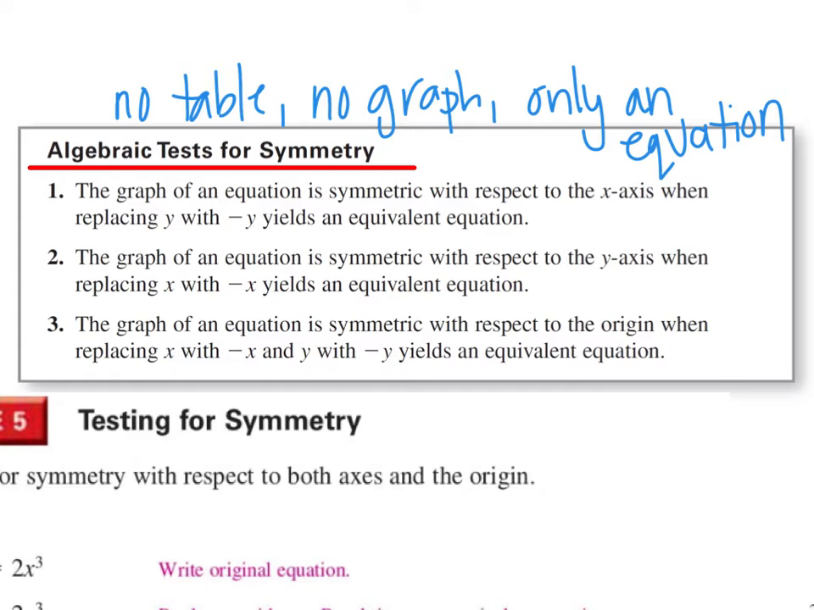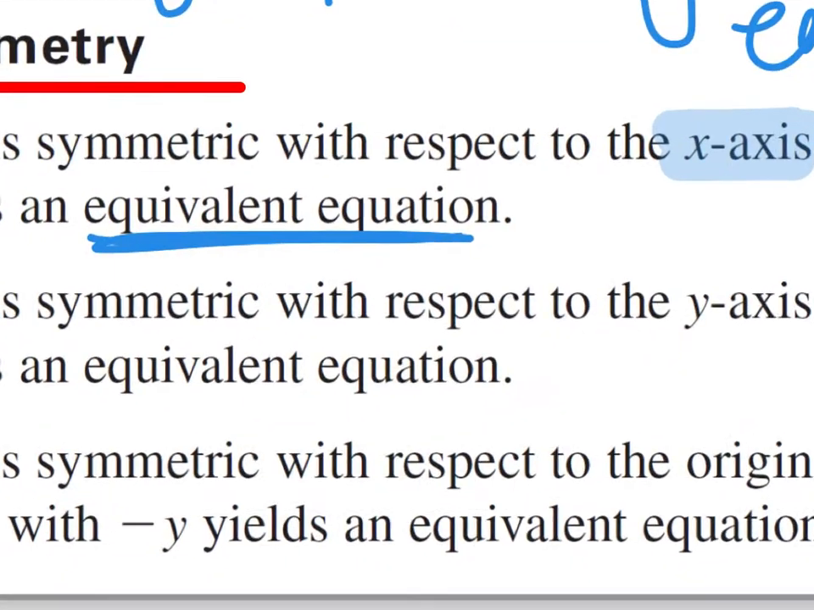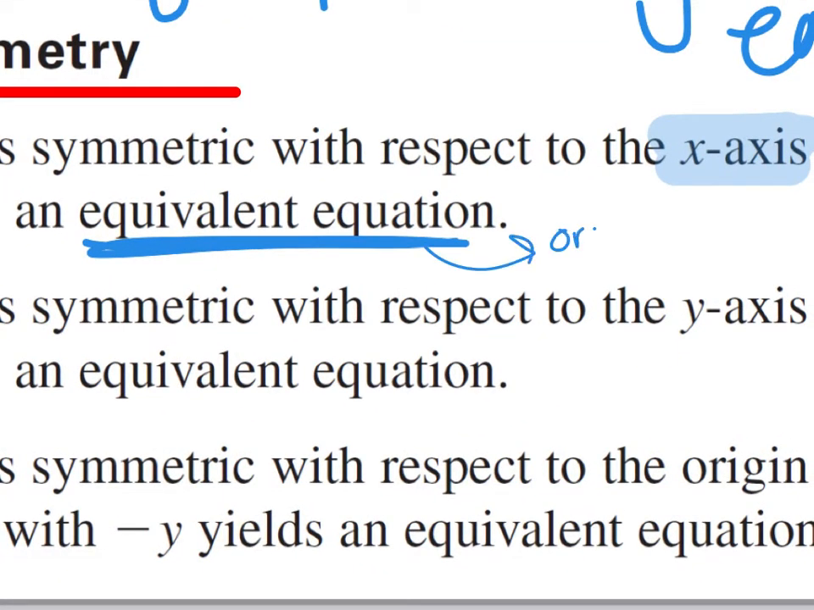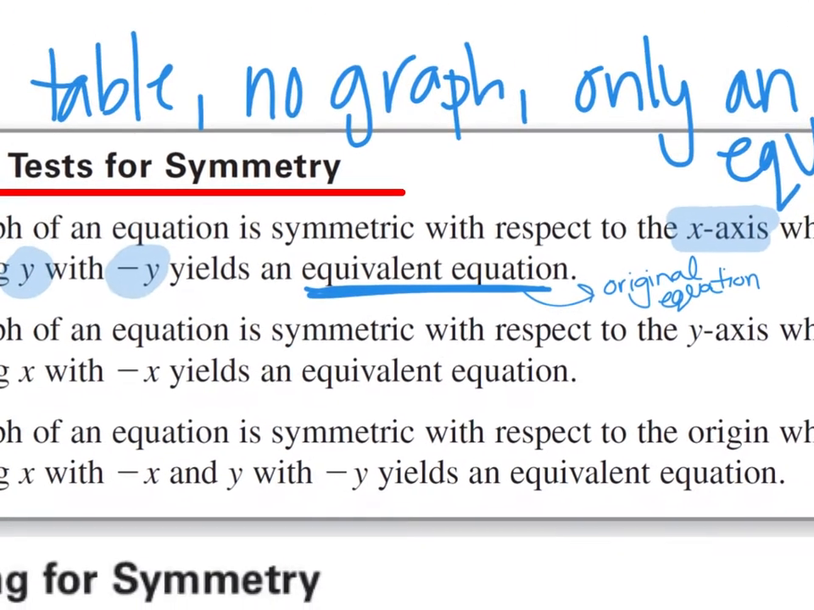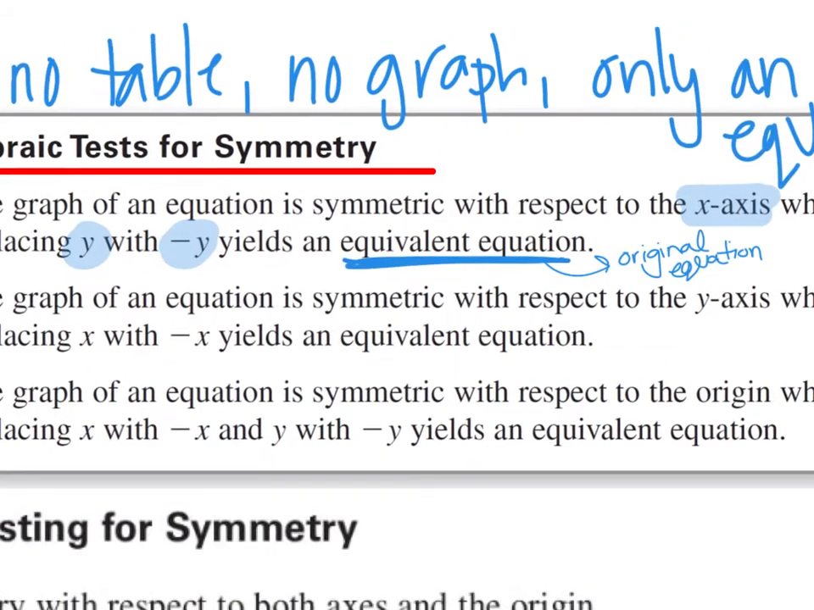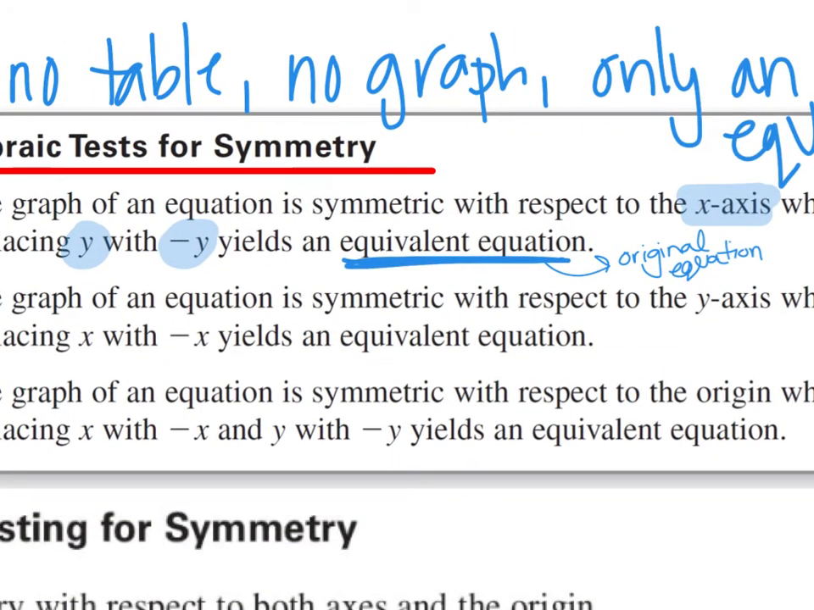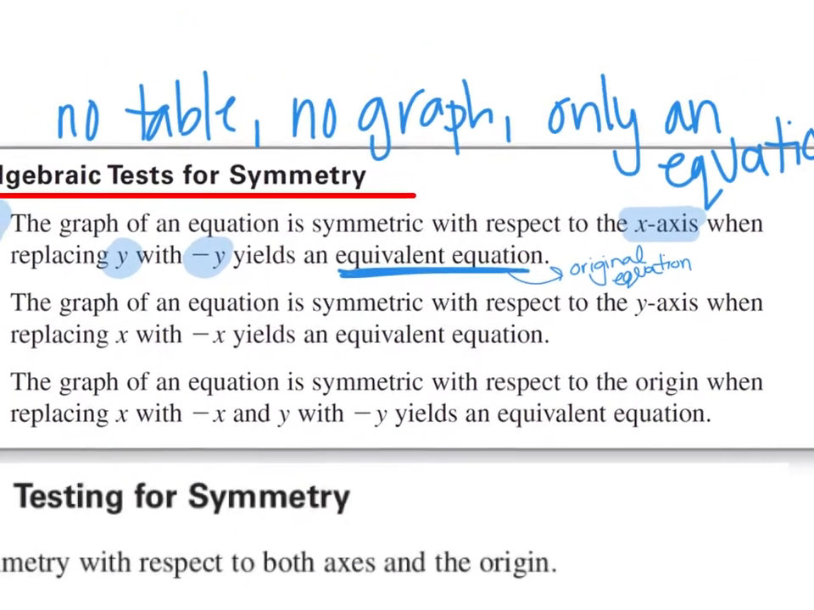So first, to check for symmetry to the x-axis, if you replace y with negative y, you get your original equation, or an equivalent equation. What that means is whether the y value is positive or negative, it is a solution if it's matched up with the same x value. And then the opposite is true for the y-axis.